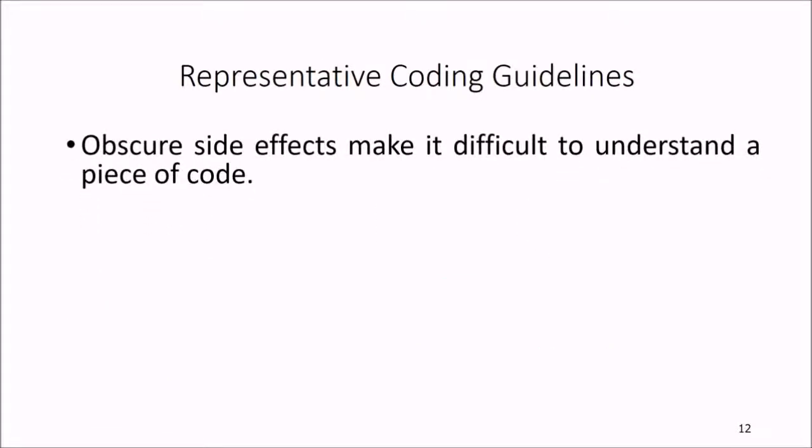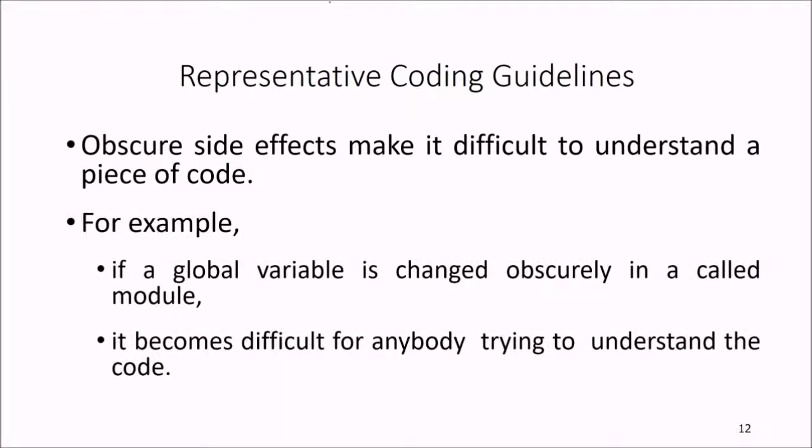These obscure side effects will make things quite difficult to understand. Even a small piece of code would be very difficult to comprehend. For instance, if a global variable is changed obscurely in a called module, how are you going to manage it? It will become very difficult for anybody trying to understand the code if this kind of programming has been implemented.